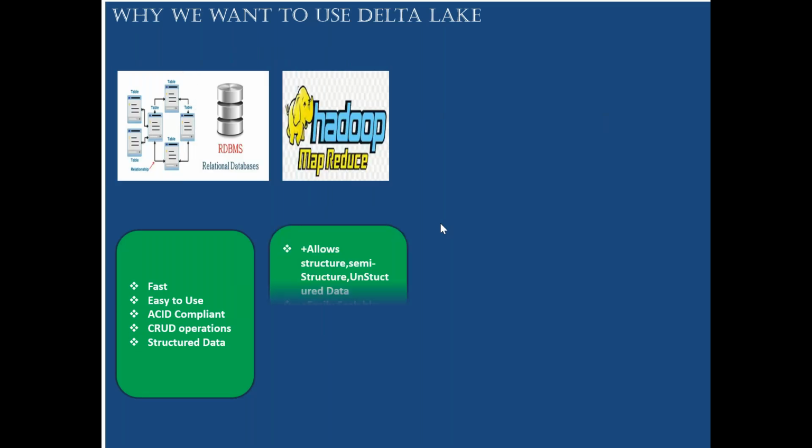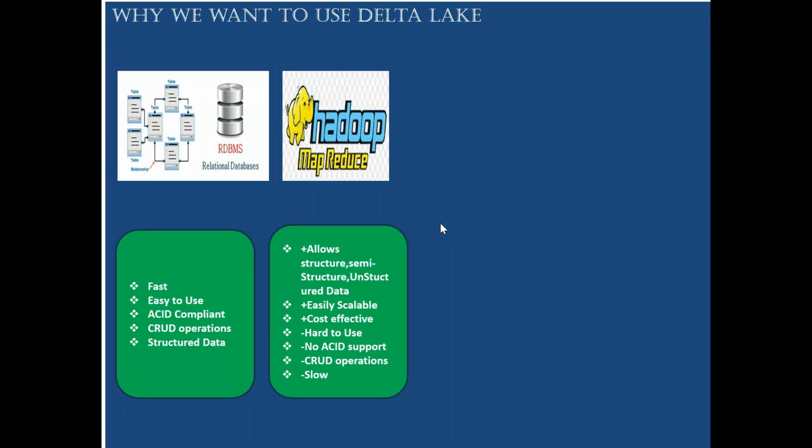Next, Hadoop came. Hadoop solved this problem that we have with only structured data. Hadoop allows structured data, semi-structured data, and unstructured data, and it can process huge data by adding as many computers as it wants.